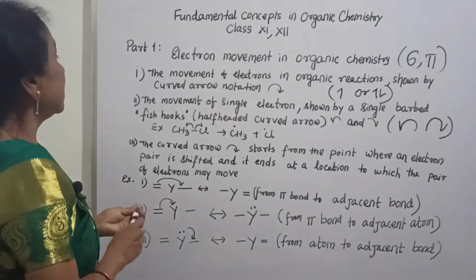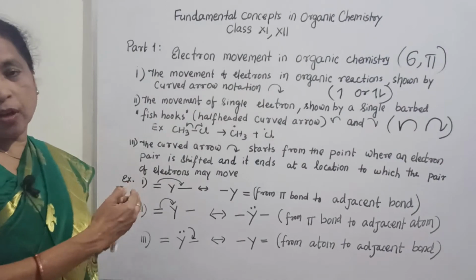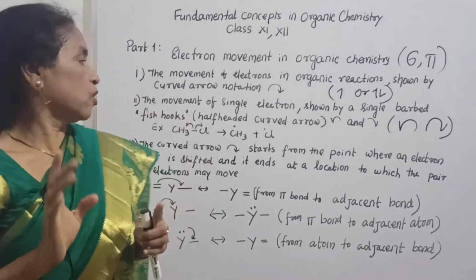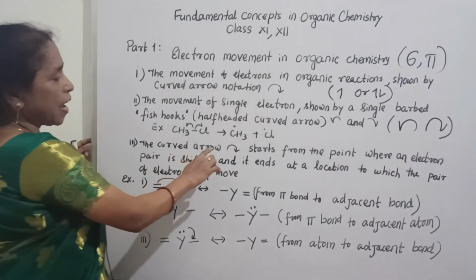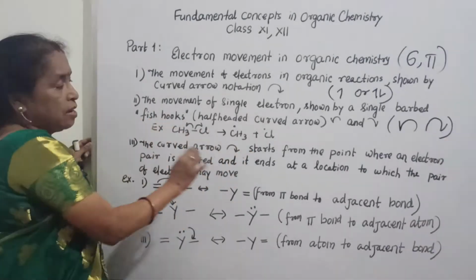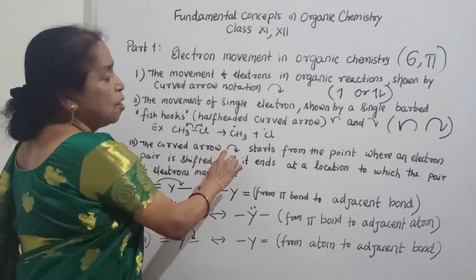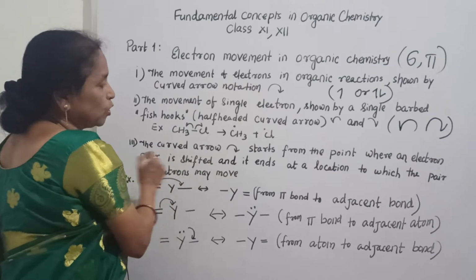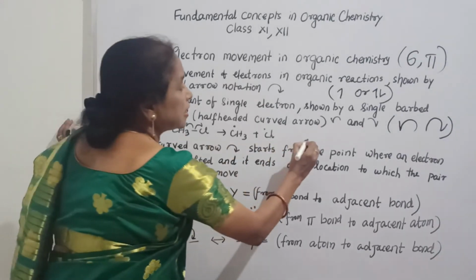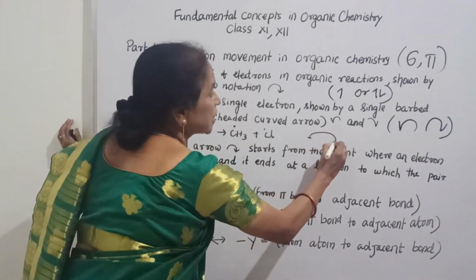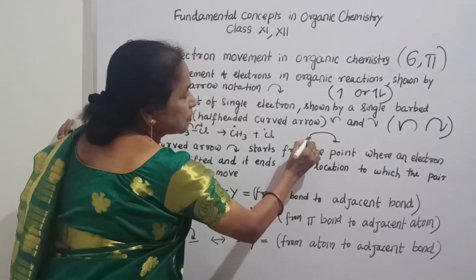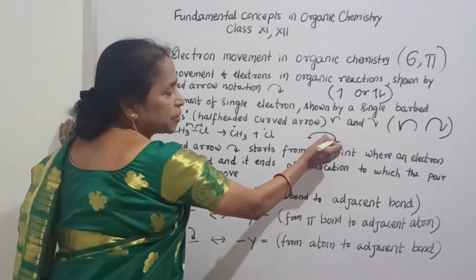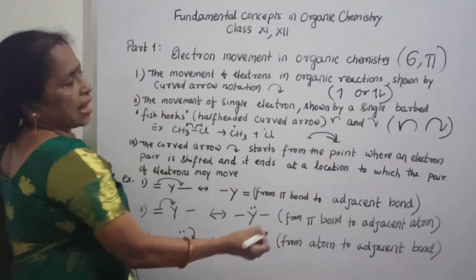And so these are the two types of movement of electrons: one is a pair of electrons moves and the second is a single electron moves. The curved arrow starts from the point, meaning from the tail it starts, from the point when an electron pair is shifted. Suppose it moves from this area to this. That means at this point the electron starts to move and here it drops, so the arrow mark is like this.